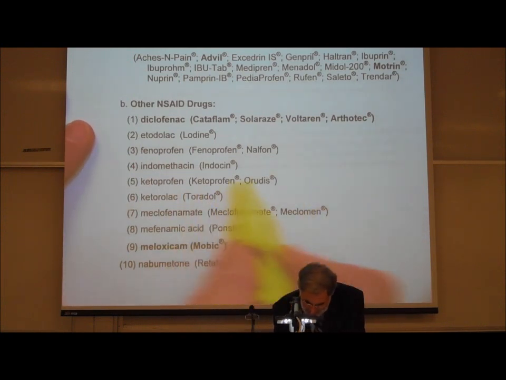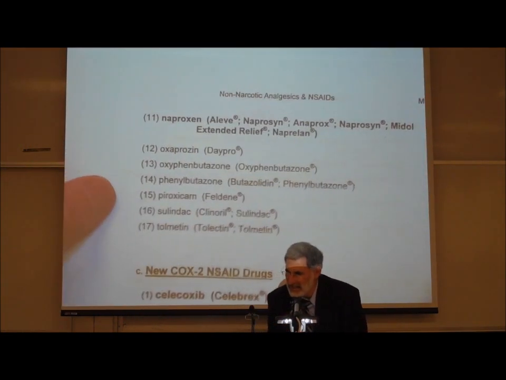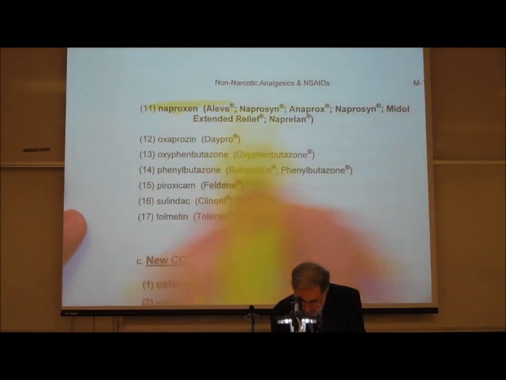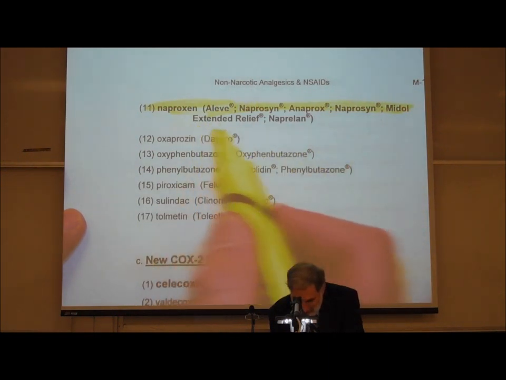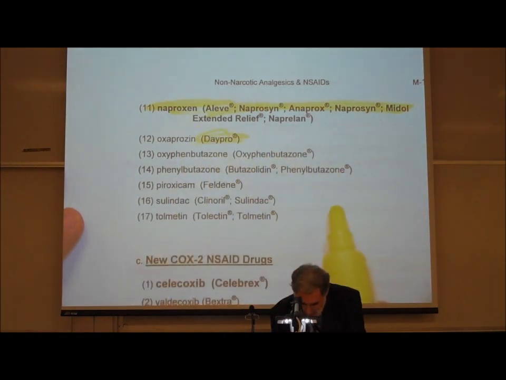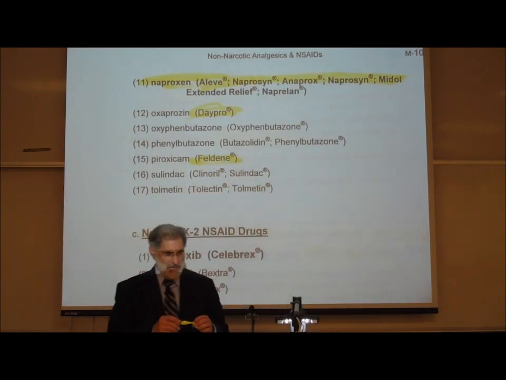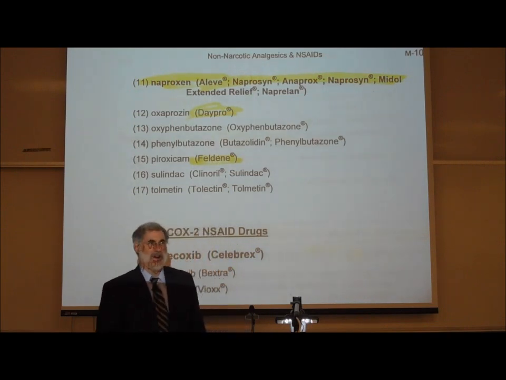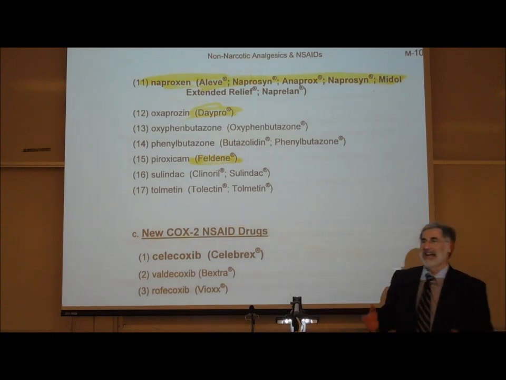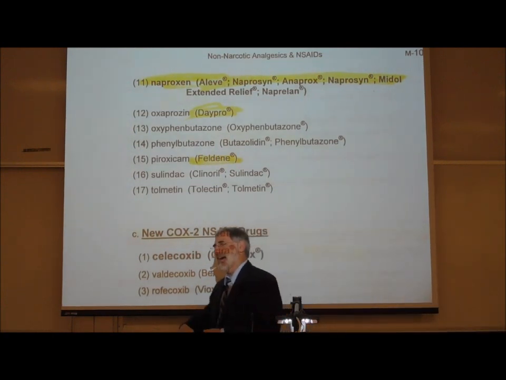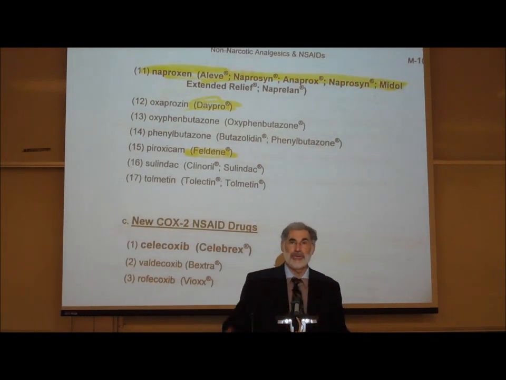You may have heard of some of these. This is Arutis, maybe you've heard of that. Naproxen goes under the brand name Aleve, and naproxen and Anaprox and Midol extended relief. Maybe you've heard of Daypro or Feldene. These are all similar. They only vary in their pharmacokinetics. Pharmacokinetics means their duration of action and how they're metabolized and how they're excreted, but as far as their pharmacodynamics and what they do, they're all the same.